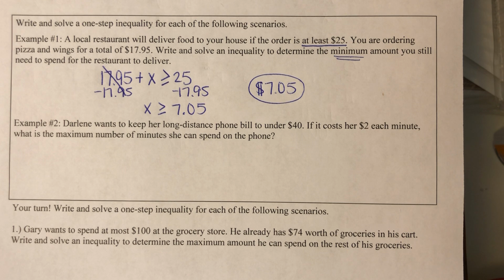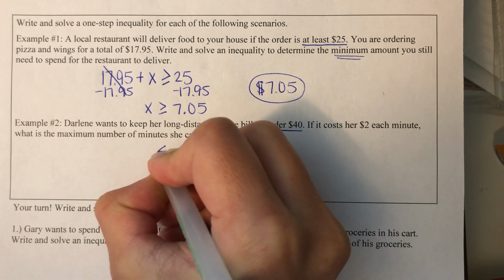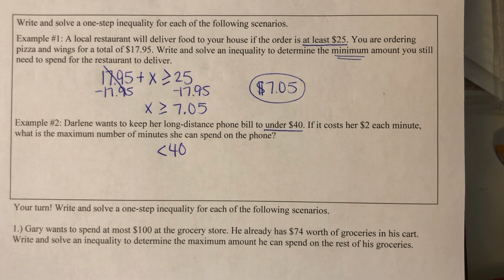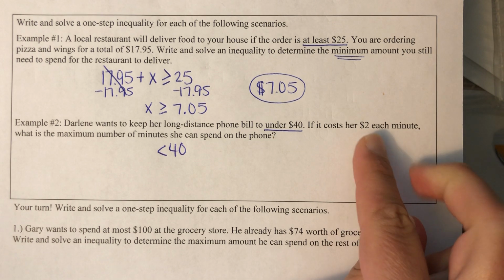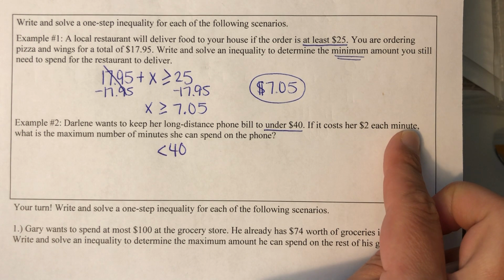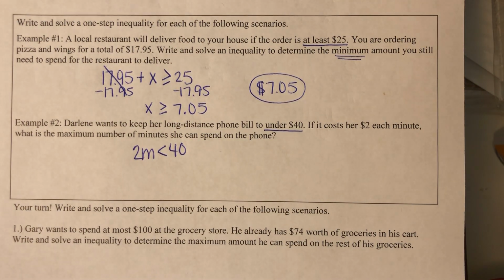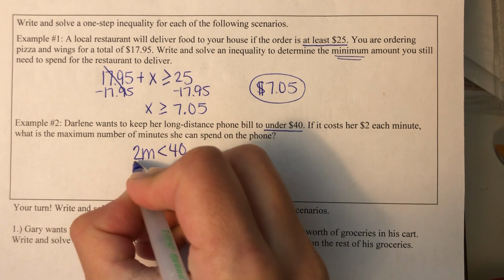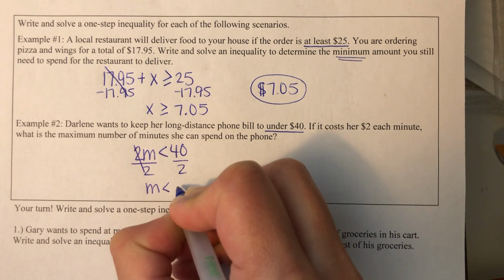All right, example 2. Darlene wants to keep her long-distance phone bill to under $40. If I want to be under 40, I have to be less than it. It costs her $2 each minute. What is the maximum number of minutes she can spend on the phone? So $2 a minute, I'd have to multiply the $2 times the number of minutes that I'm on the phone. So let's use 2m. There's my inequality. Let's solve. That means multiplication, so we're going to divide. And m is less than 20.